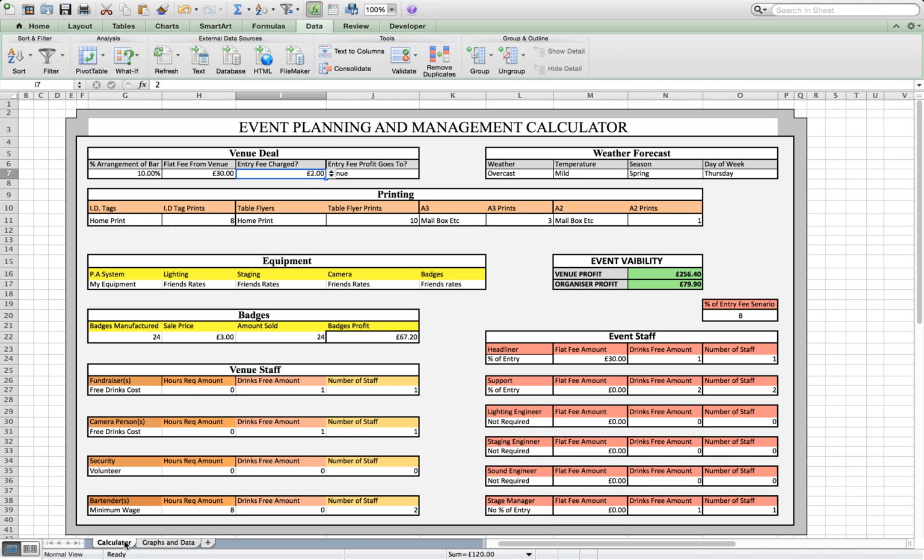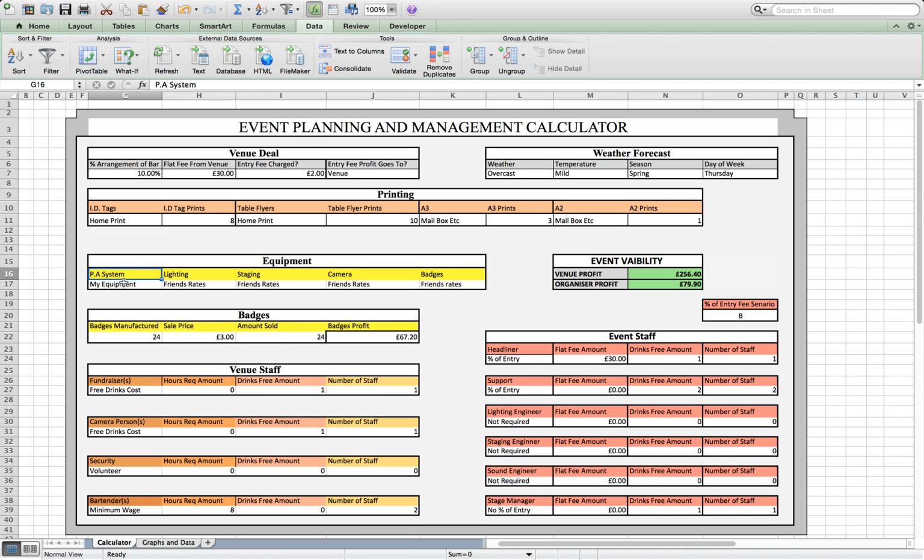Okay, once you've got that information, you can then come down here and also do the same with printing. So you can choose where you print your ID tags from. Mailbox Etc. is a local company, so you can get them the same day. Cheapest Print Online is cheaper, however it takes longer to come through. And you can do that with table flyers, A3 and A2 prints.